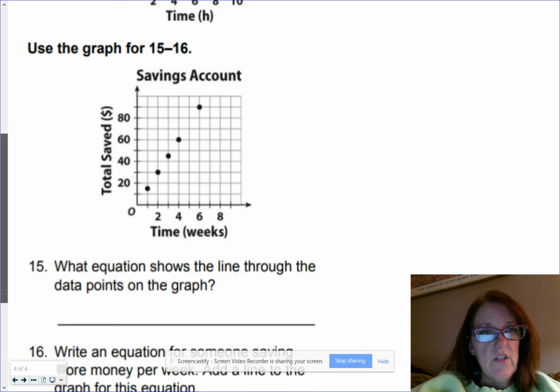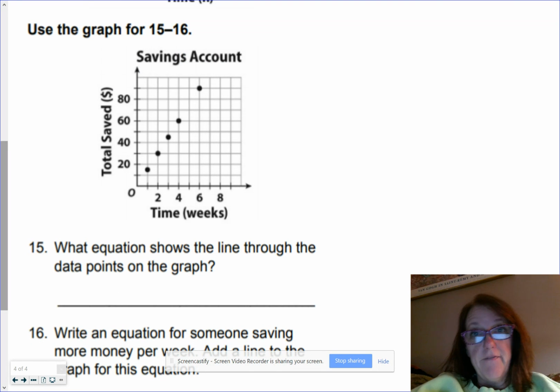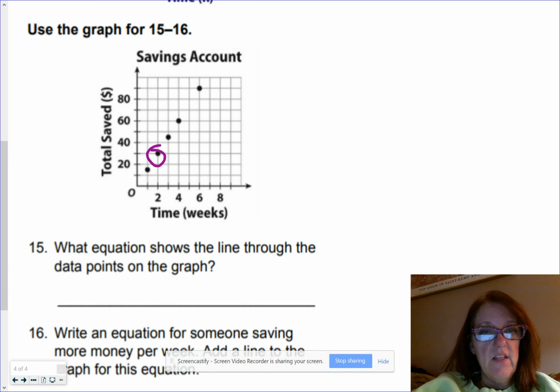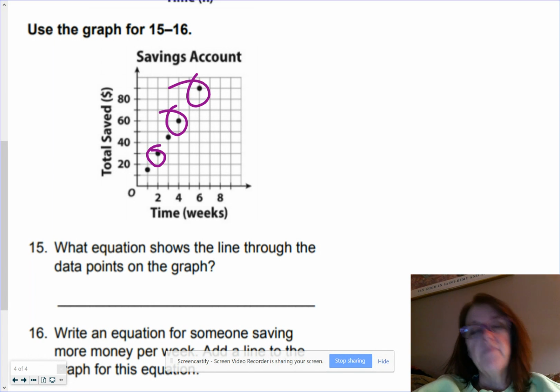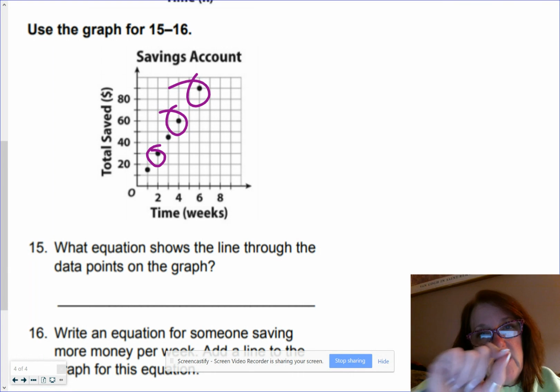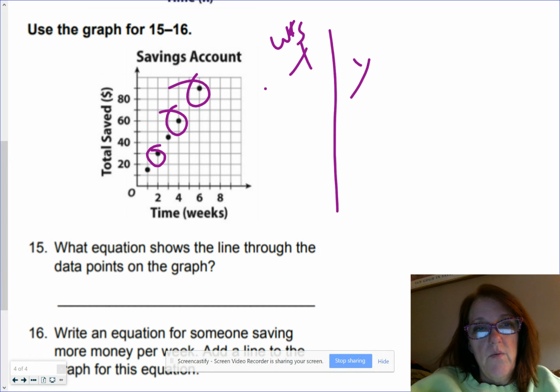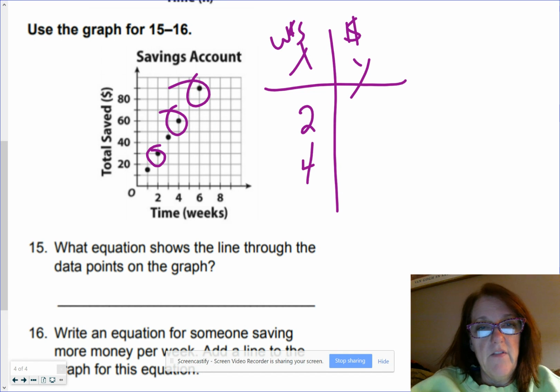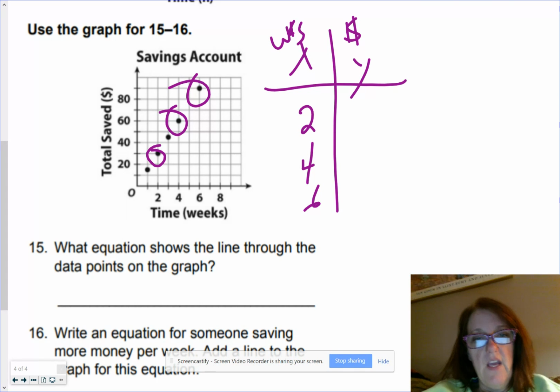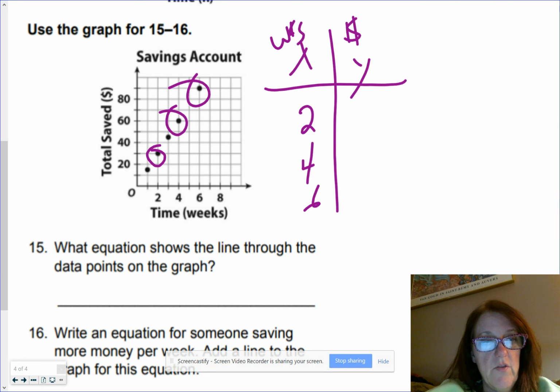All right, the last couple questions here. Here's a graph. What equation shows the line through these data points on the graph? Here's what I would say. It looks like this one and this one are traveling, and it hits that exact intersection of a value. So, X is weeks. Your Y coordinate stands for money. At 2 weeks, how much money have you got? At 4 weeks, how much money have you got? 6 weeks, how much money? Okay? Write an equation that shows this situation.